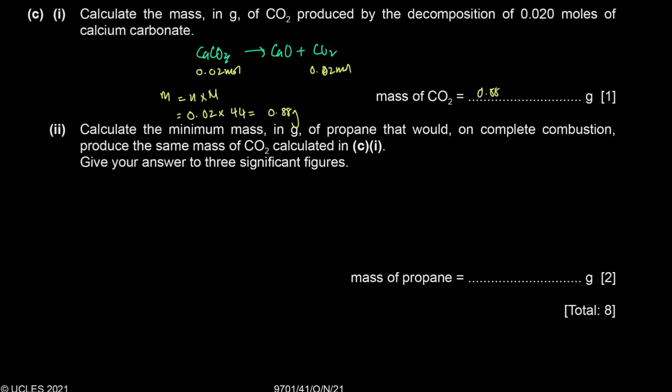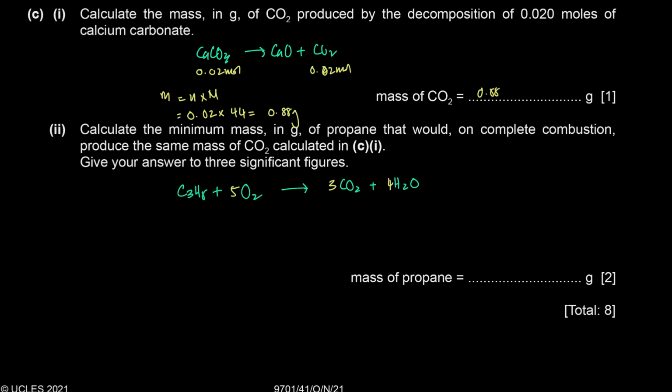The next part says, calculate the minimum mass in grams of propane that would, on complete combustion, produce the same mass of carbon dioxide calculated in part 1. Give your answer to 3 significant figures. So here, propane would be C3H8. If it combusts to produce carbon dioxide, here we have the equation for the combustion of propane: 3CO2 and 4H2O, leaving us with 5 oxygens here.